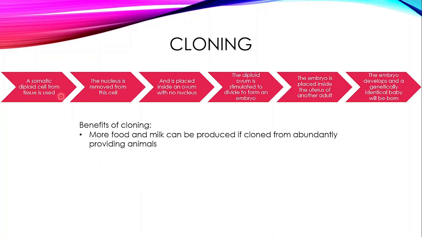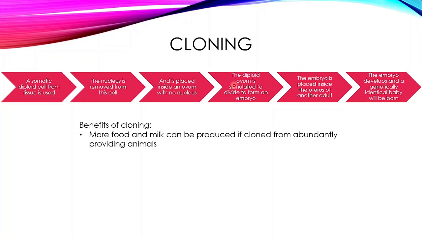A somatic cell, which is diploid, from tissue is used. I'm so sorry. A somatic diploid cell is used and the nucleus from it is removed. And then this nucleus is placed inside an ovum which does not have a nucleus. So the nucleus from the ovum has also been removed. And then the nucleus from this diploid cell is placed into the empty ovum.